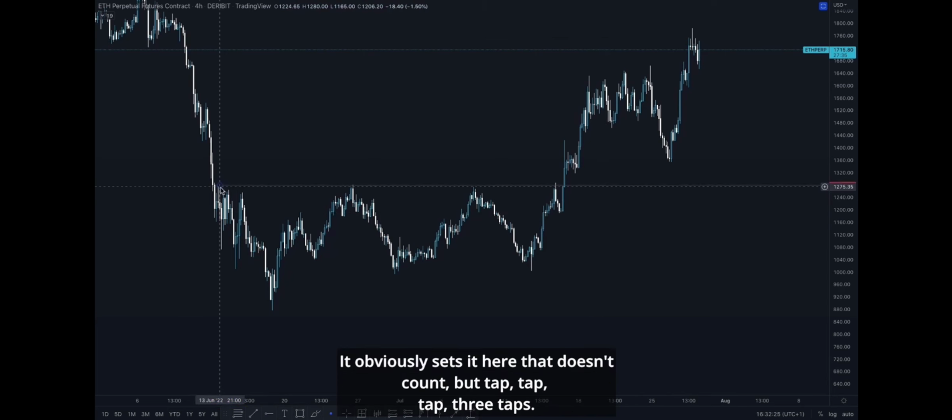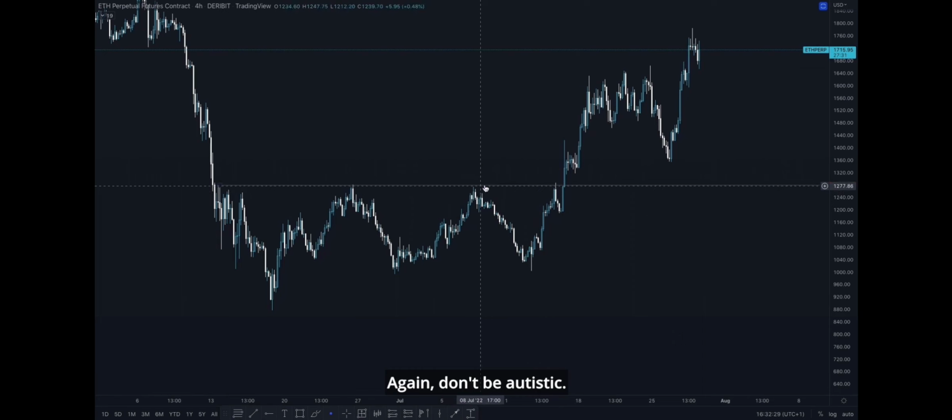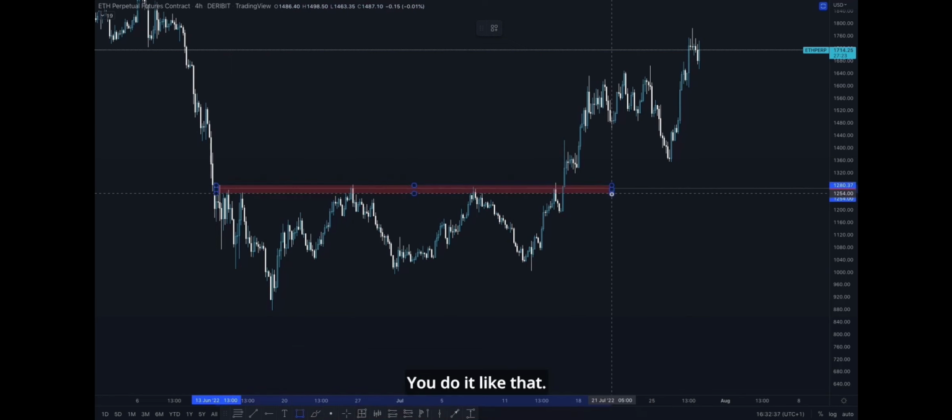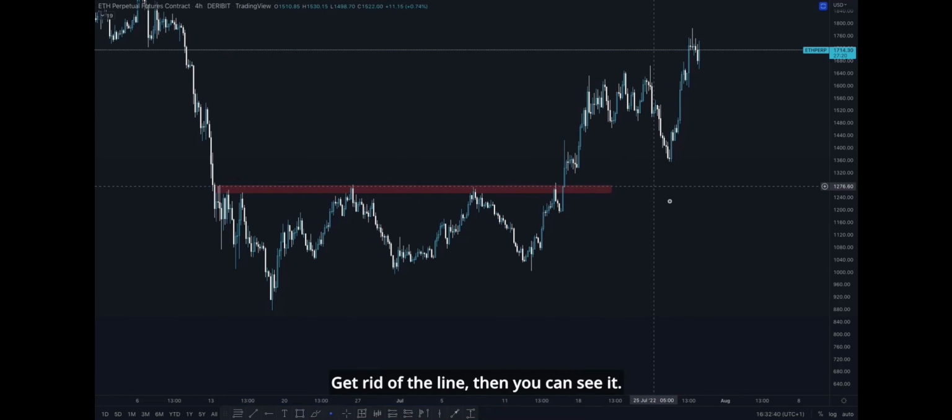It obviously sets it here, so that doesn't count, but tap, tap, tap. Three taps. Again, don't be rigid about it. It did tap again. We're touching up against the same area. This is again why you should use areas, zones. You do it like that. Look, get rid of the line, then you can see it.